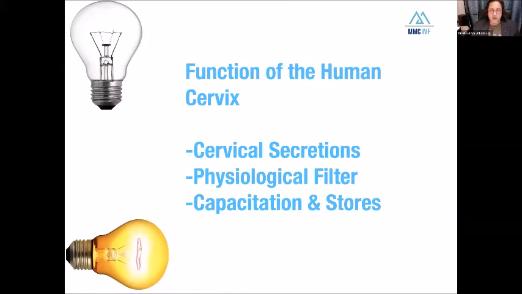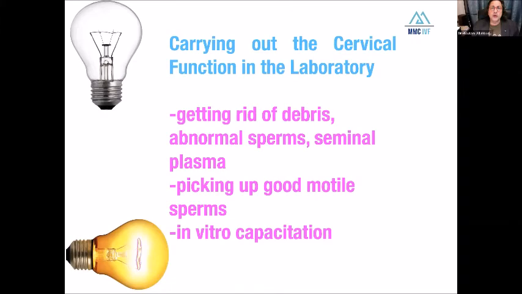The meaning of capacitation means making these sperms imminently fertilizable. Certain chemical processes happen in the sperm head, the sperm cell membrane, that make them ready to fertilize the egg, which lies waiting for them in the fallopian tube. So we do carry out the cervical function in the laboratory when we process the sperm and do an intrauterine insemination. So how do we do that?